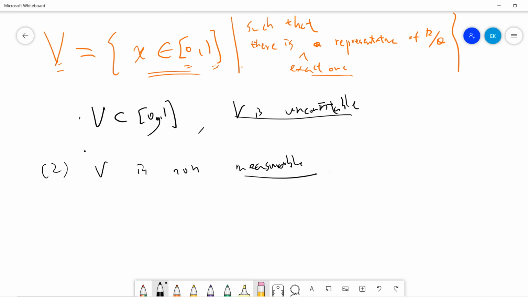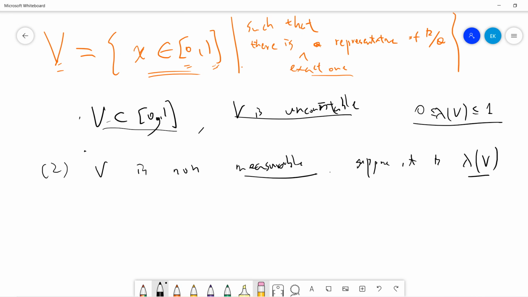And the reason is that, suppose it is measurable, right? So that means people can define a lambda v. Lambda v will be a number, and also v is a subset of [0, 1]. So the idea is that lambda v should be less than or equal to 1 or something like this.